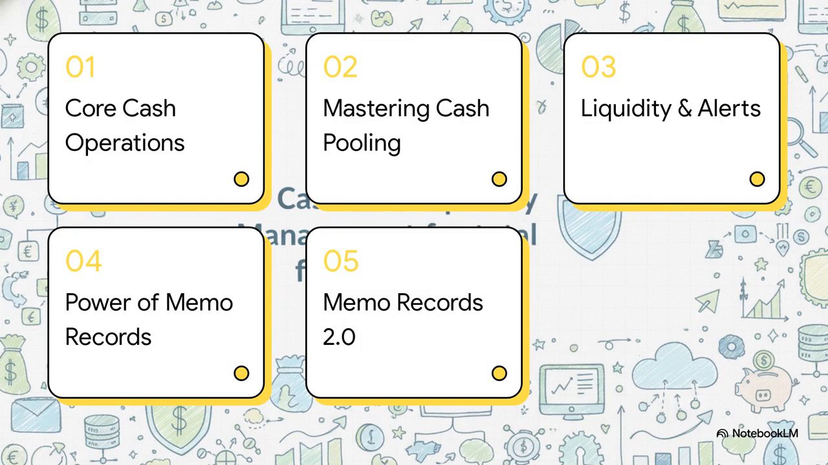So here's our quick roadmap. We're covering 4 main areas: core cash operations, mastering cash pooling, liquidity and alerts, and finally the power of memo records, wrapping up with a look at the Memo Records 2.0 comparison. Let's get right into it.